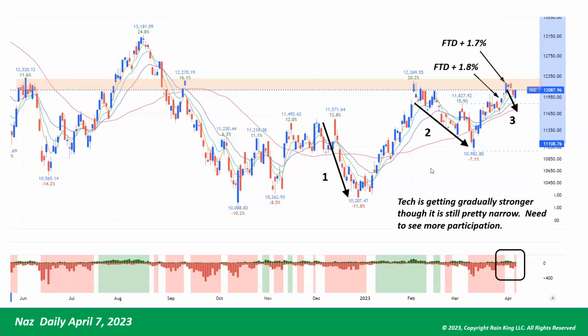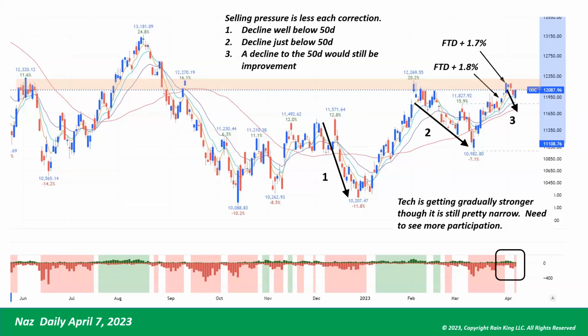Now, one of the reasons I think it's getting stronger is one way I can look at it is I would evaluate that selling pressure in the NASDAQ is getting less and less with each correction. So what I mean by that is this first decline came down to the December lows. It was a decline well below the 50-day moving average. So if we use that as a gauge of how much selling pressure there is in the index, you'll notice that in correction number 2, we did break the 50-day moving average, but not a huge amount. It was less of a break of the 50 than we had in correction 1.